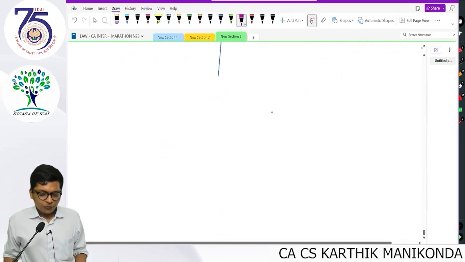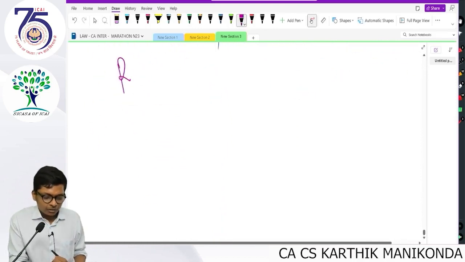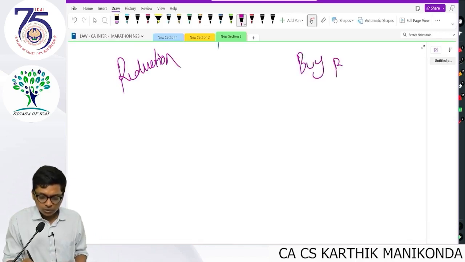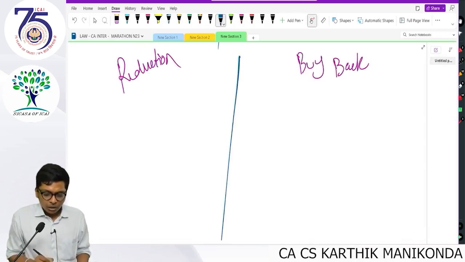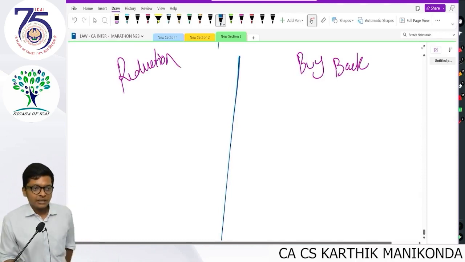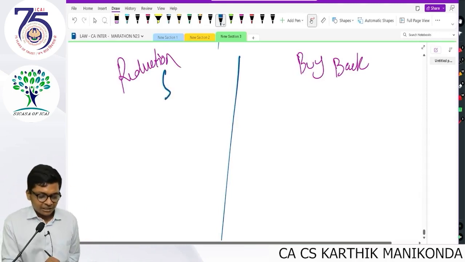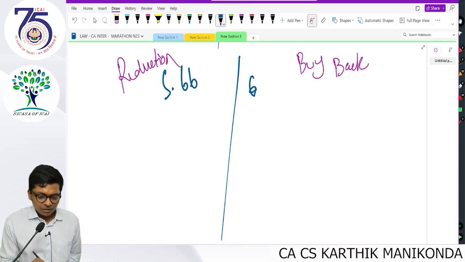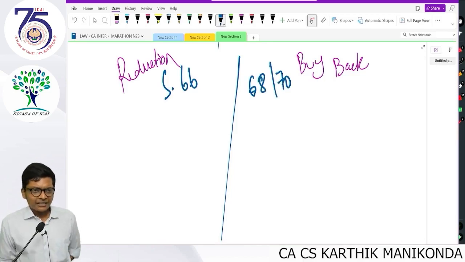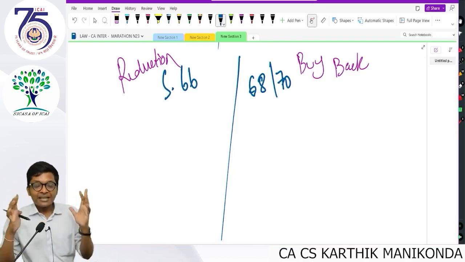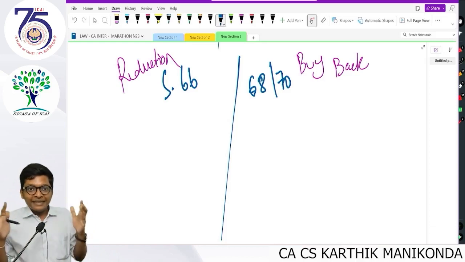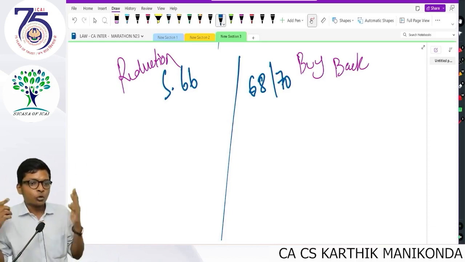Now, let's focus on finishing the share capital chapter. Reduction, buyback. What is the difference, sir? Reduction of share capital is section 66, buyback is 68 and 70. Easily I will finish, guys. Hardly half a page to write one timeline. I have a mega timeline. The full meetings chapter in one page, I have drawn the timeline.